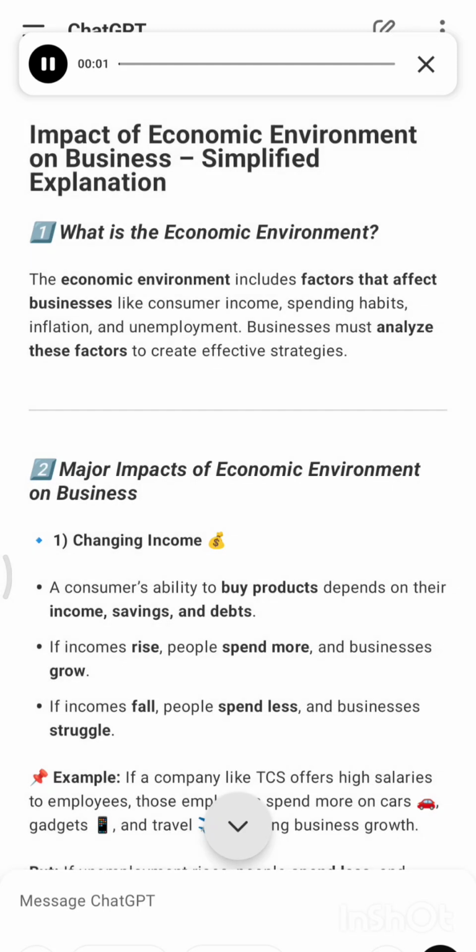Impact of economic environment on business, simplified explanation. 1. What is the economic environment? The economic environment includes factors that affect businesses, like consumer income, spending habits, inflation, and unemployment. Businesses must analyze these factors to create effective strategies. Two major impacts of economic environment on business.